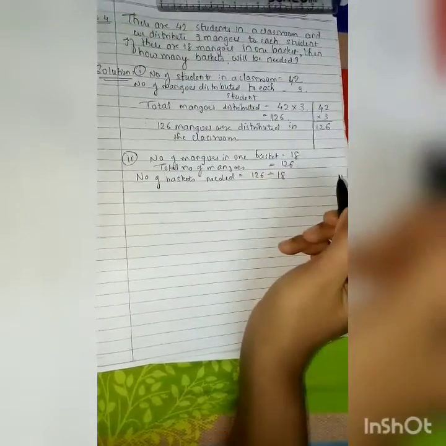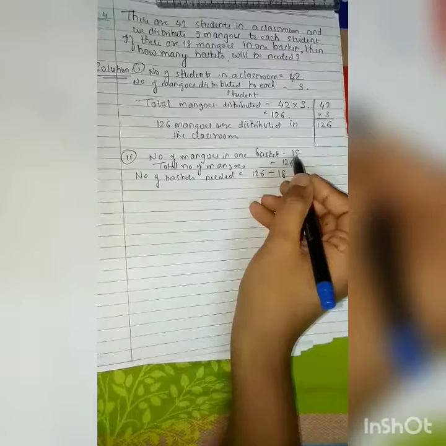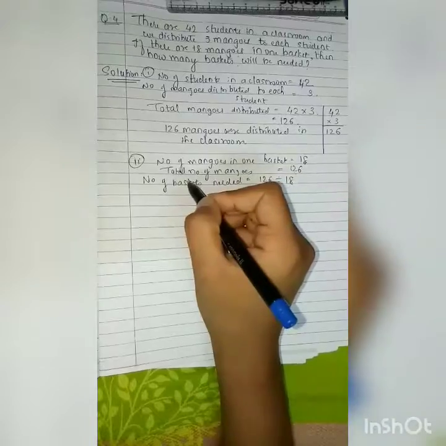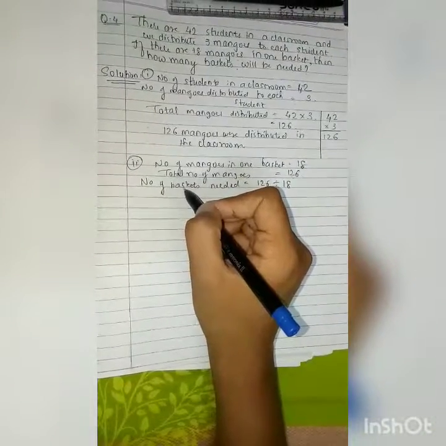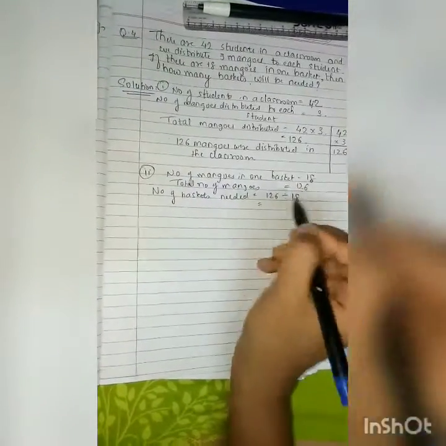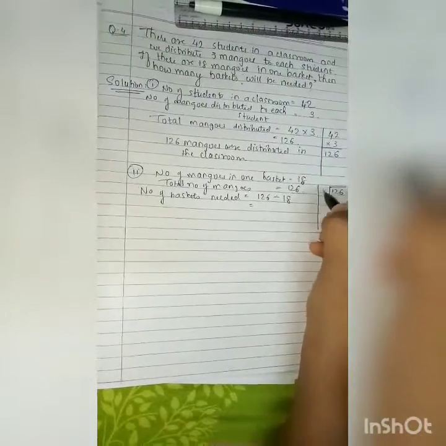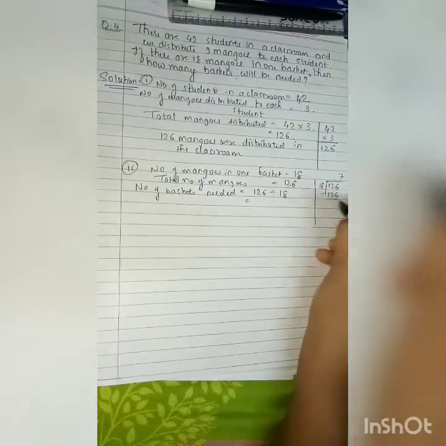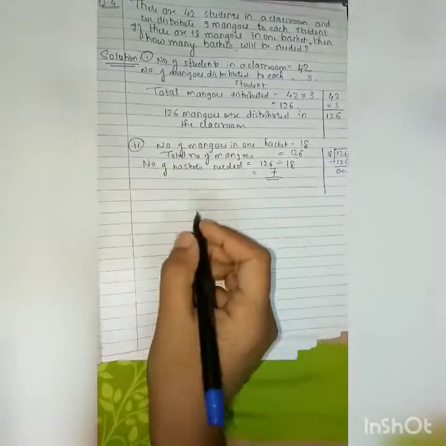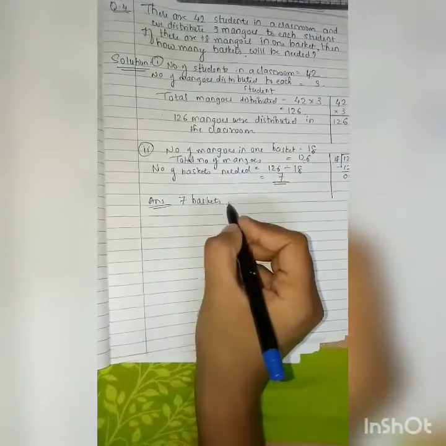126 divided by 18. See, the total mangoes are given, and mangoes in one basket are given. So whenever the total is given and the value of one is given, we will always divide to find the answer. So 18 7s are 126. So we got 7. So 7 baskets will be needed.